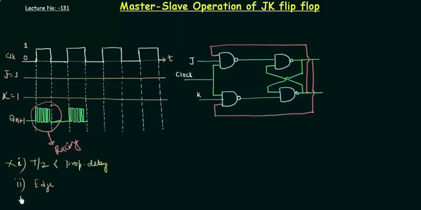And the third one and the most important one is the master slave operation that we are going to discuss in this presentation. This master slave operation is the same as negative edge triggering. So let me write this important point so that you may remember it. The master slave operation is same as negative edge triggered flip-flop.